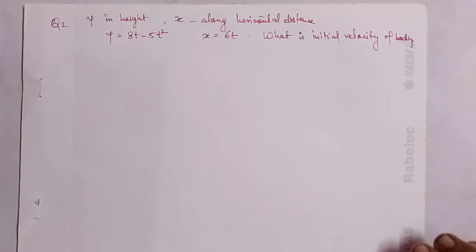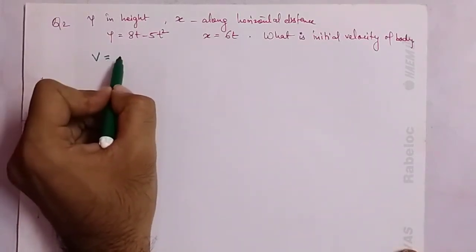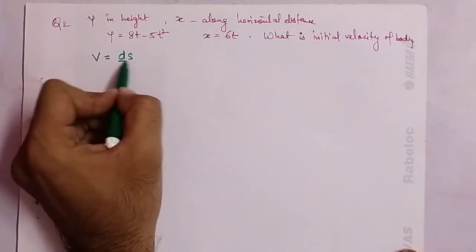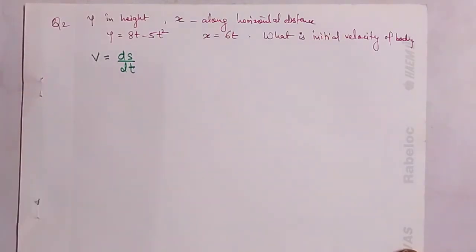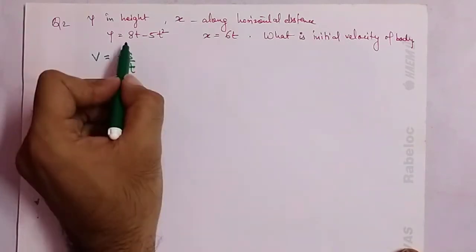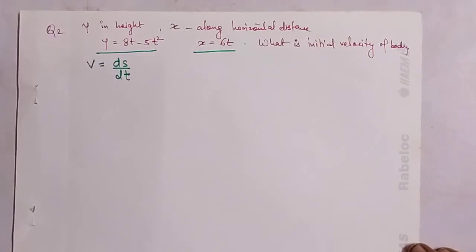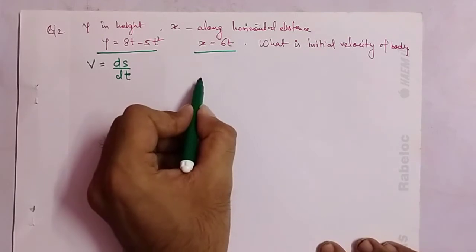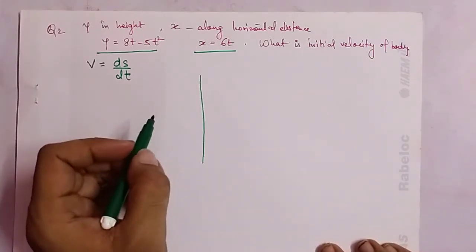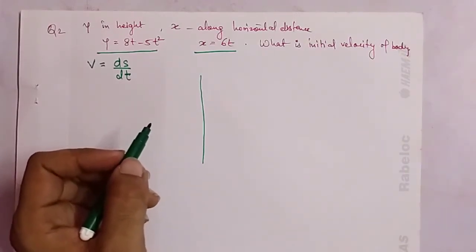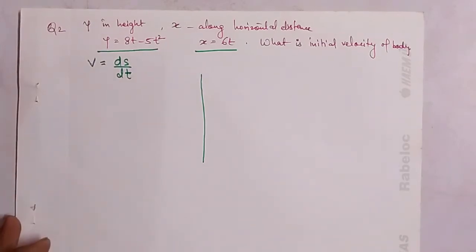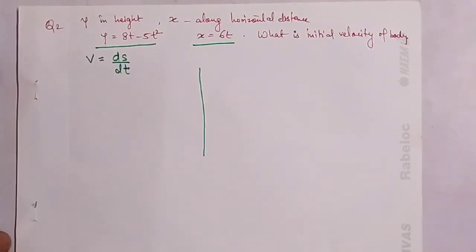So the initial velocity of the body means we know velocity is the rate of change of displacement with respect to time. Now here we have y-axis and x displacement also, so that means we have to deal with the x and y components separately. That is always the concept when we are talking about 2D motion. Always try to deal with the equations separately, that makes the problem easier.